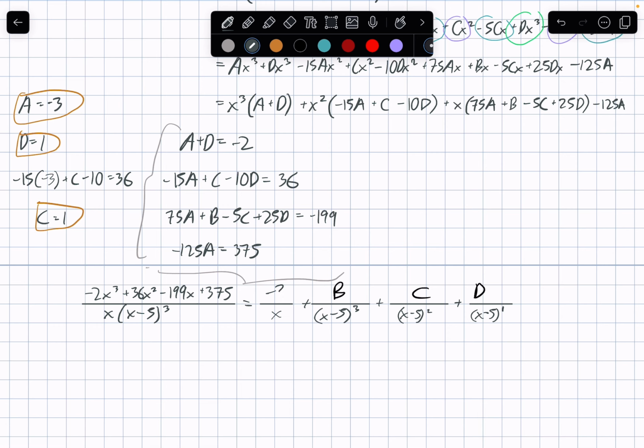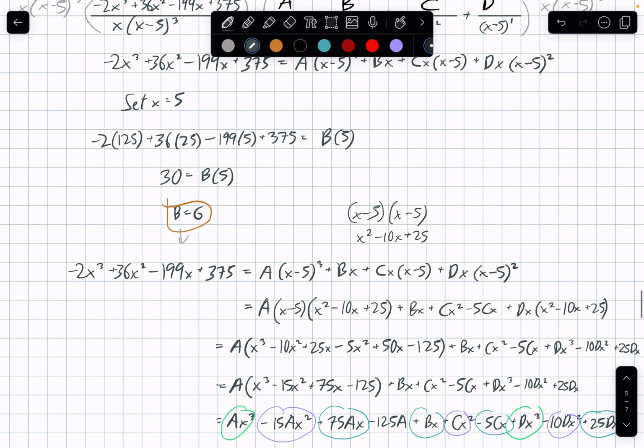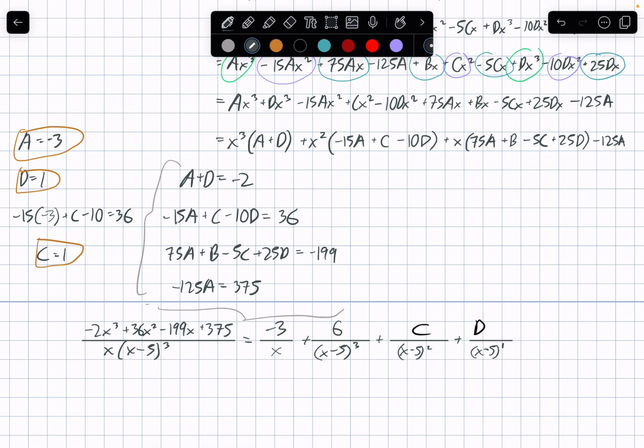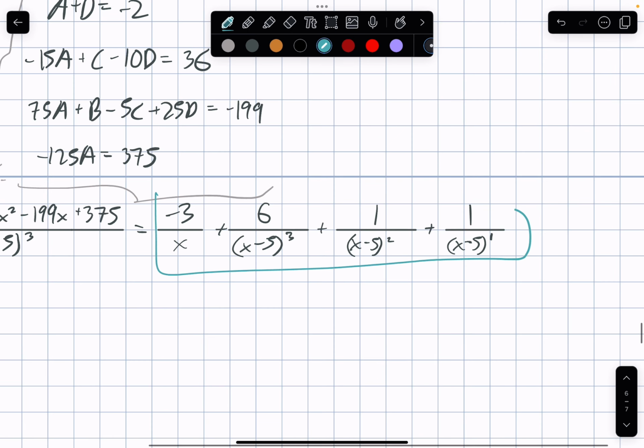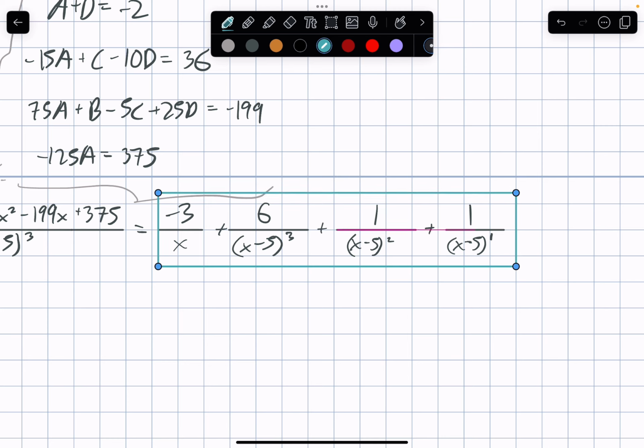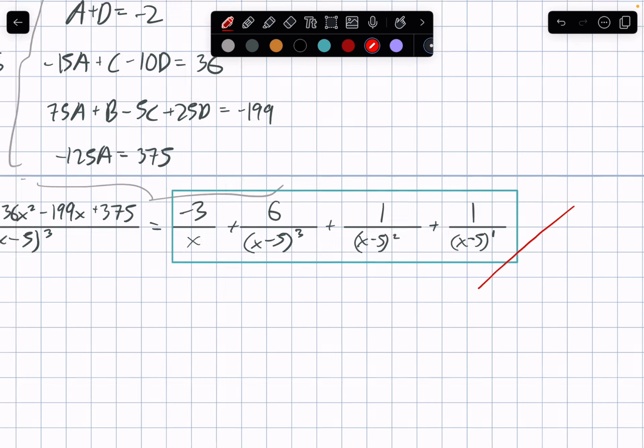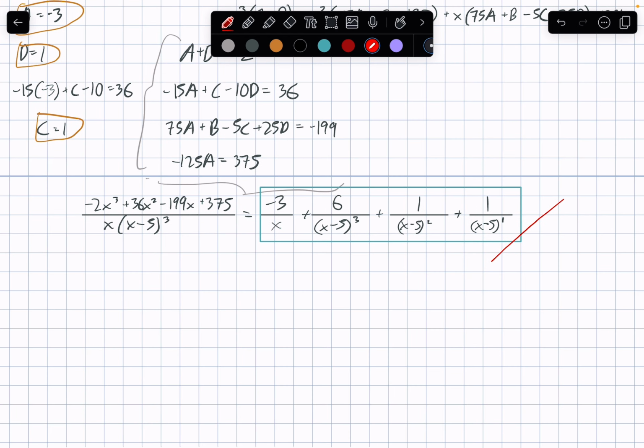Okay, so A is negative 3, B is 6, C is 1, D is also 1. Let's see if the answer is correct. Number 10. Negative 3 over x, 1 over x minus 5 raised to 2, 6. Alright. The order isn't the same, but they're exactly the same fractions. So technically it's correct.